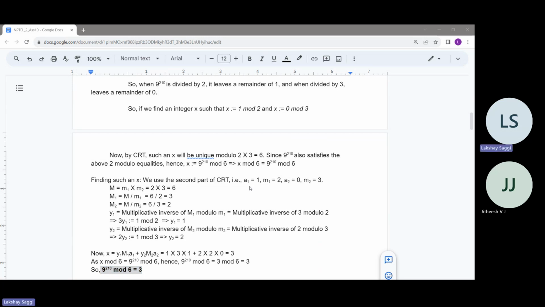So I hope now the intuition makes a bit more sense, Jitesh. Okay, it makes sense. Nice. So you see, the main idea is generally to apply CRT when we have composites and apply Fermat's theorem when we have primes. And CRT looks a bit complicated, but overall it's a pretty simple theorem and just calculation based.